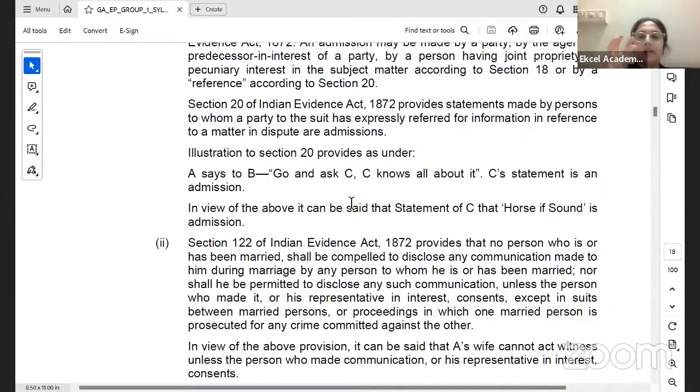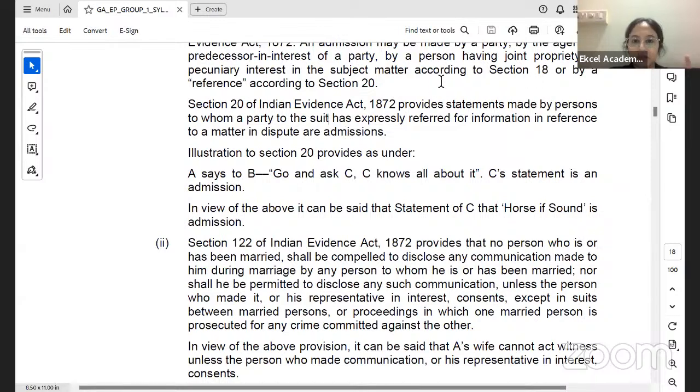First, it's better to give at least one line of explanation for confession also. What is confession? And then you write admission, and this amounts to admission. So that is Section 20. Later you explain Section 20, and then you write the illustration to Section 20. A says to B, go and ask C. C knows about it, and C makes a statement, which is an admission. So in view of the above, that is by applying Section 20, we can tell it is an admission.